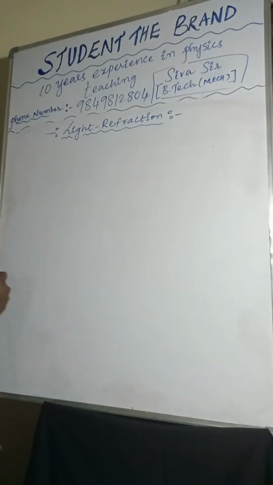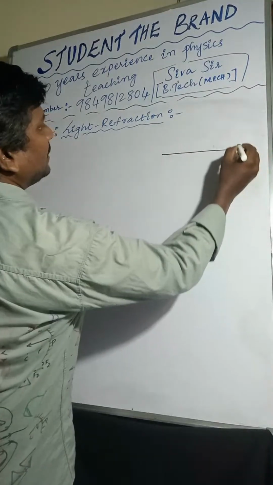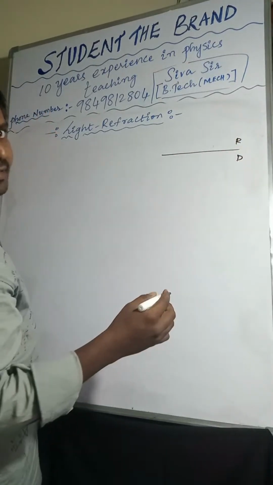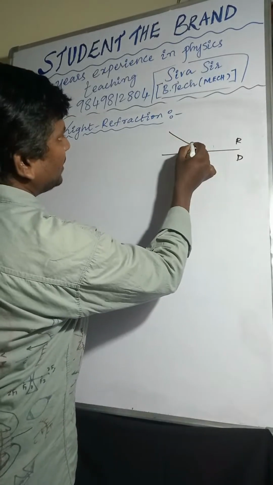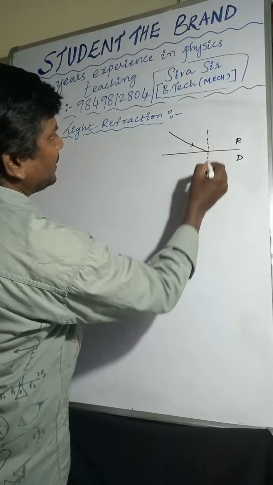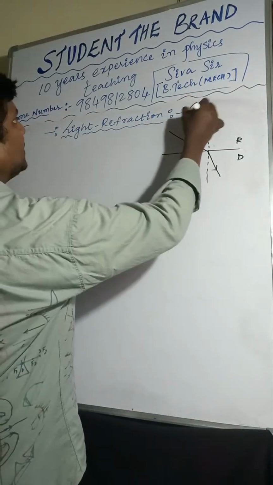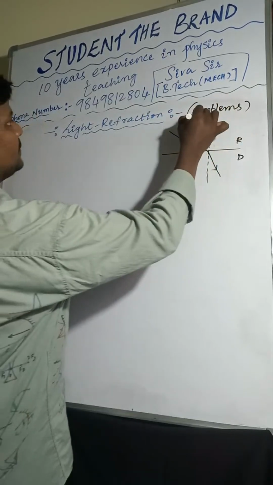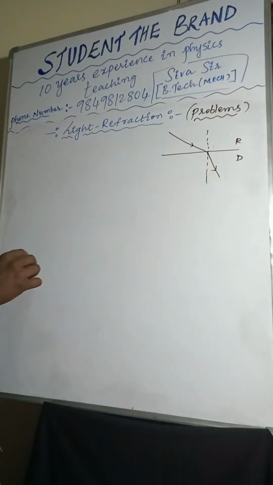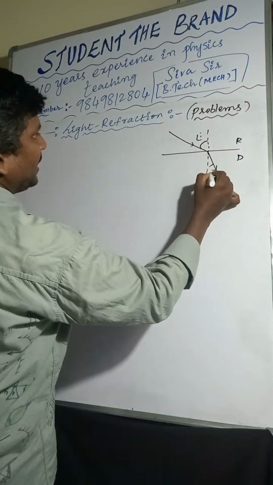Here I'm considering when the light is passing. You can see the rarer medium and the denser medium. Light is moving from one medium to another medium, and at the point of interface, it will bend. We will especially do problem-based questions related to refractive index. Now, this is the angle of incidence and the angle of refraction.